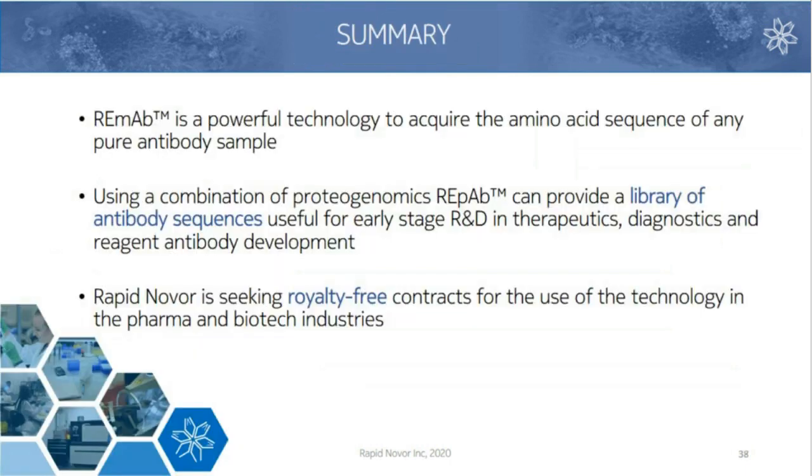So in summary, I've walked you through the REMAP technology. I've demonstrated that it's a powerful technology that's capable of acquiring the amino acid sequence of any pure monoclonal antibody or protein sample. I've shown that using a combination of proteogenomics, REPAB can provide a library of antibody sequences that are useful for early-stage R&D, whether that be in therapeutics, diagnostics, or reagent antibody development. And of course, Rapid Novor is seeking royalty-free contracts for use of the technology in the pharma biotech industry. We don't do royalties. We really just do straight fee-for-service at this time.